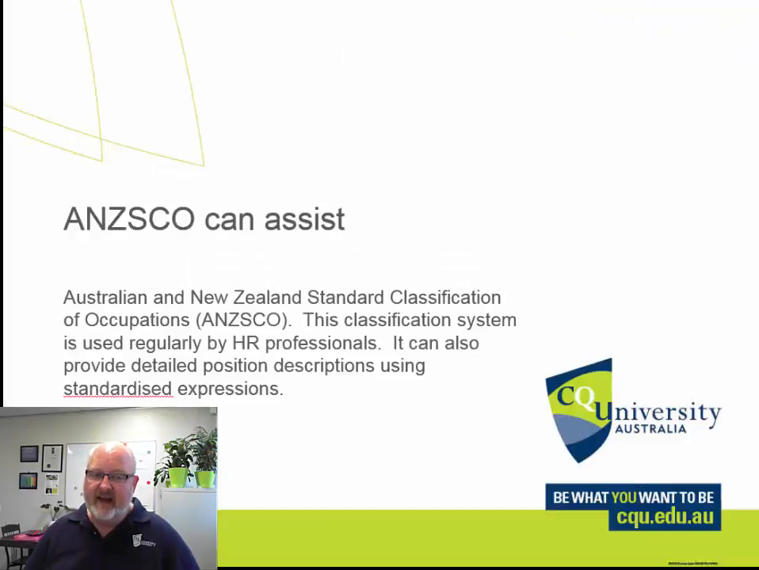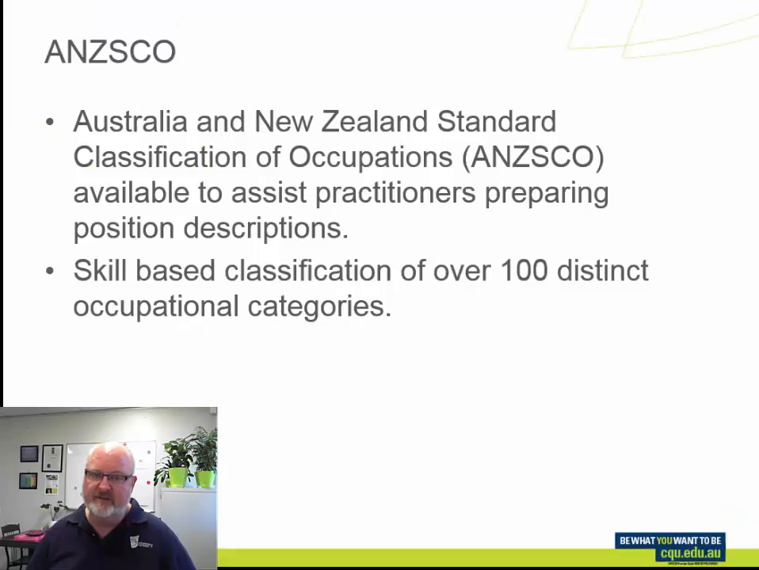So ANZSCO can assist. This is the Australian and New Zealand Standard Classification of Occupations. Possibly if you've been filling out a tax return recently, it will ask you to nominate a role that you perform to generate most of your income. That's based on the ANZSCO system. And it's a classification system. It's used regularly by HR professionals, and it can also provide detailed position descriptions using standardized expressions. It's very helpful if you're developing position descriptions.